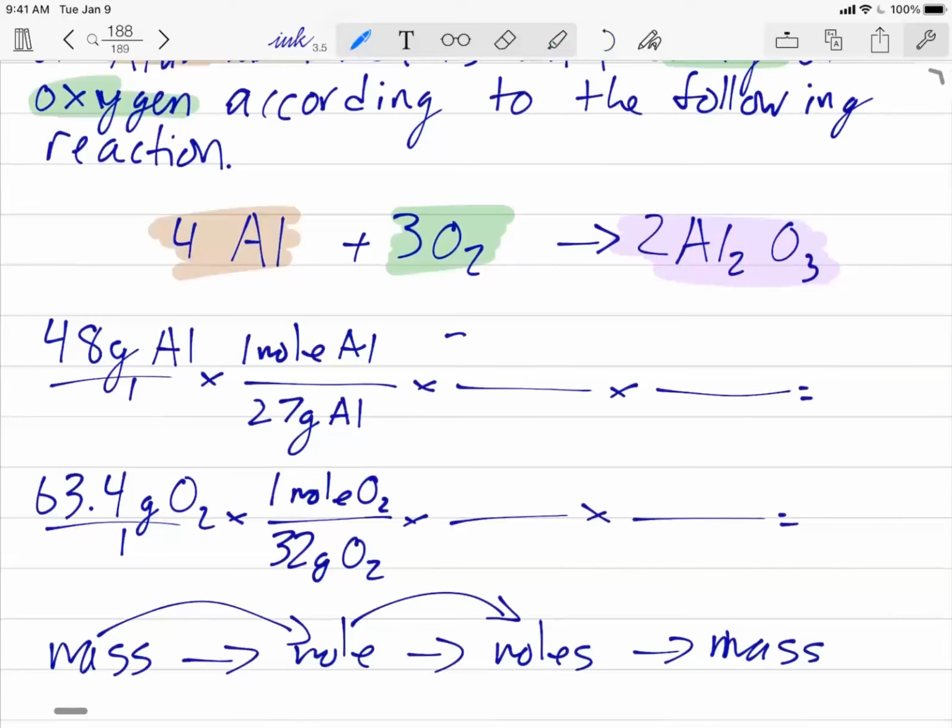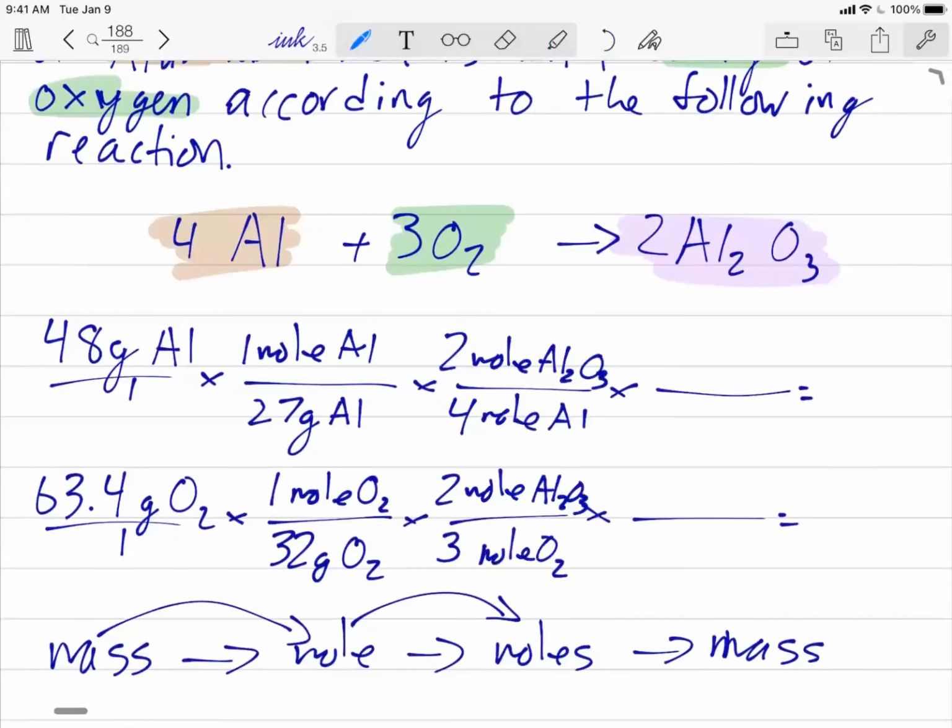So in this case, I'm trying to get to aluminum oxide. So that goes in my numerator. And the first conversion uses the coefficient for aluminum, which is 4. So I have a 2/4 ratio. The second one still has moles of Al2O3 in my numerator because I'm still trying to get to it. But in this case, the coefficient for oxygen is not 4, it's 3. So 3 moles of O2.